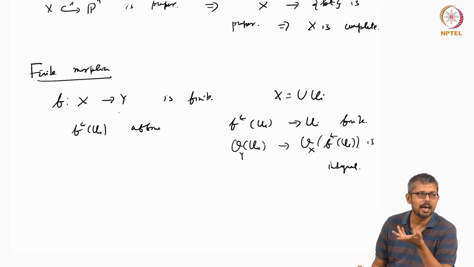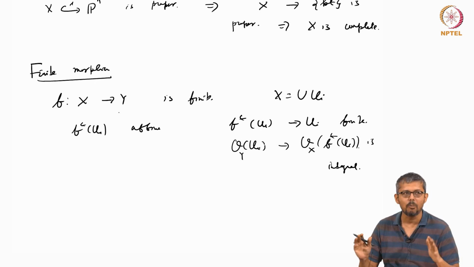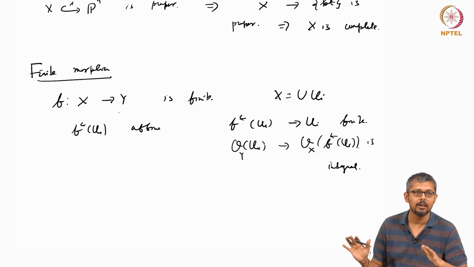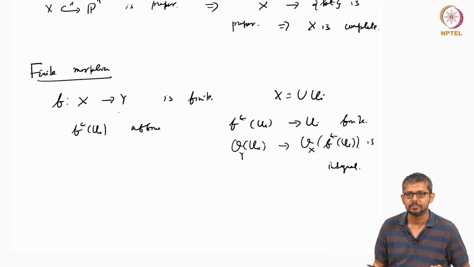So finite maps are affine maps, that means the inverse image of affine is affine. But in the definition of proper, it is more general. You do not expect the inverse image of affine is affine. But this is a special case, the finite maps. So proper maps are very general morphisms, right.